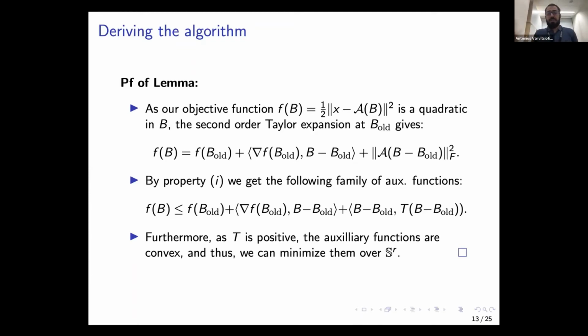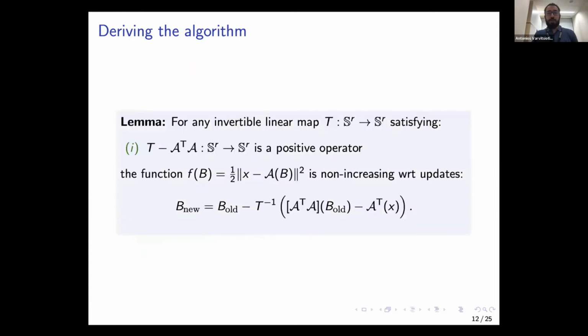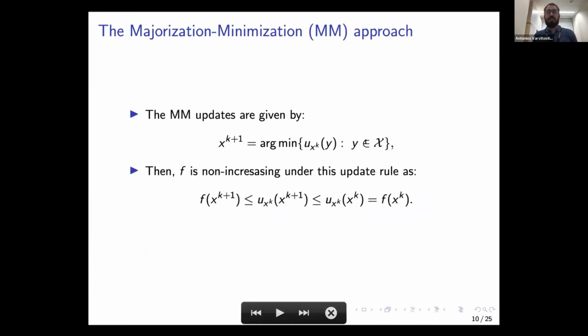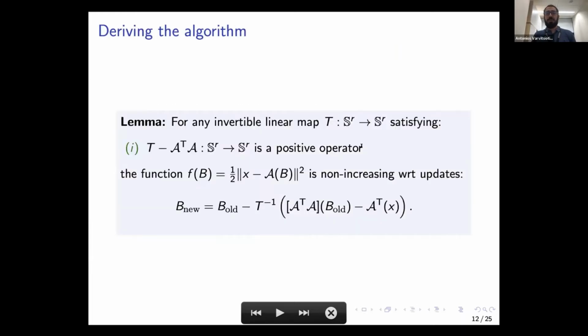And again, if I just follow the recipe of the MM approach, the MM approach tells me that your new iterate is the minimizer of the auxiliary function at the old iterate. And of course that's something you can calculate, and this is what you're going to get. So again, if you had T larger compared to A transpose A, then you can bound the Taylor expansion, and you just minimize that, and this is the type of thing you get. Hopefully this makes sense. Any questions, feel free to ask.